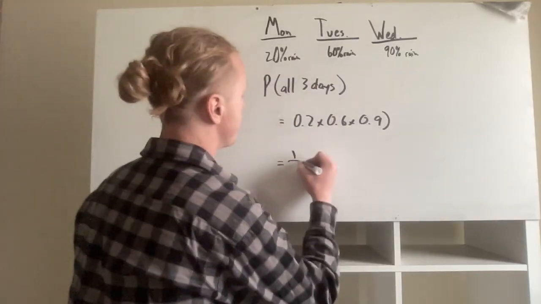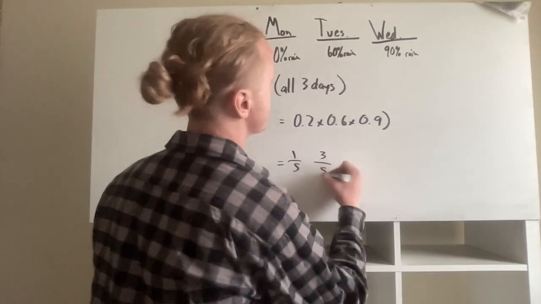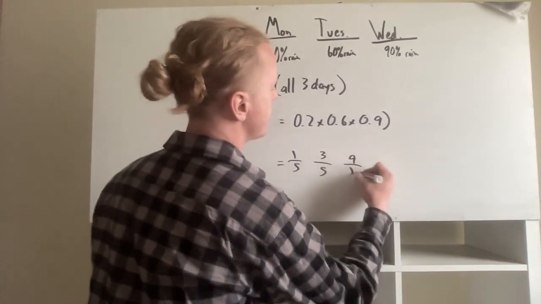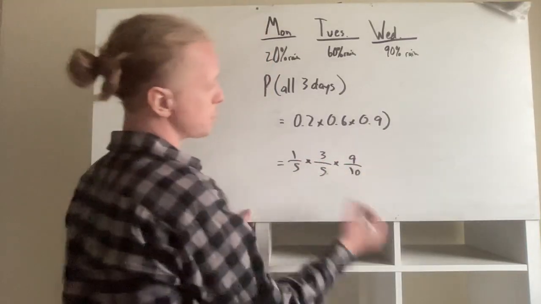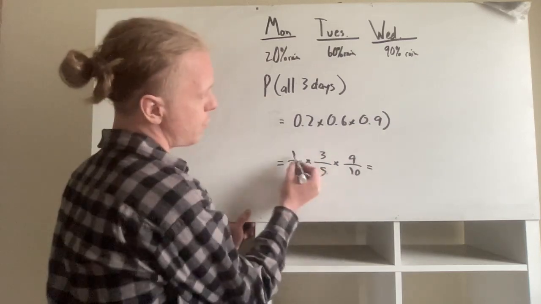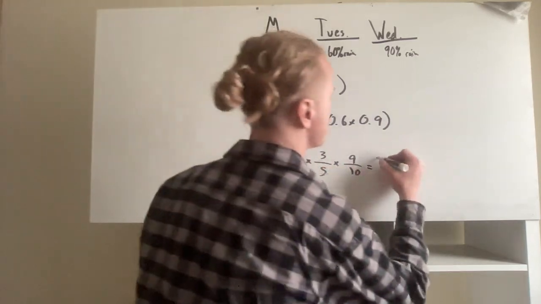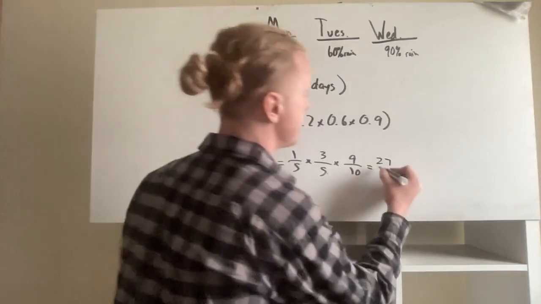20% is 1/5, 60% 3/5, and 90% 9/10. Okay, and then we would multiply straight across. I'll go ahead and do the fractions. 1 times 3 is 3, times 9 is 27, 5 times 5 is 25, times 10, 250.